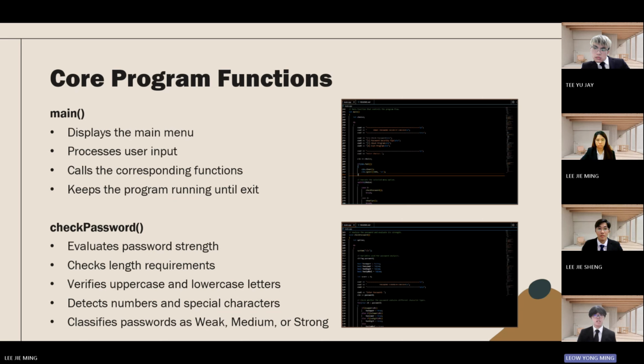The second function is check password, which is the core functionality of our application. This function evaluates the strength of the user's password by checking several security requirements, including the password length, uppercase and lowercase letters, numbers, and special characters. Based on these criteria, the program classifies the password as weak, medium, or strong, and provides appropriate feedback to help users create more secure passwords.